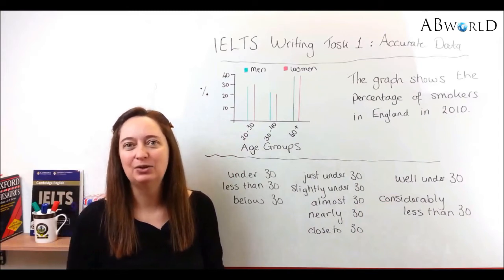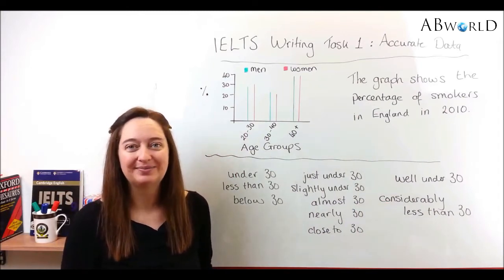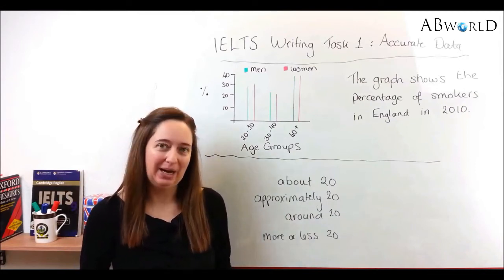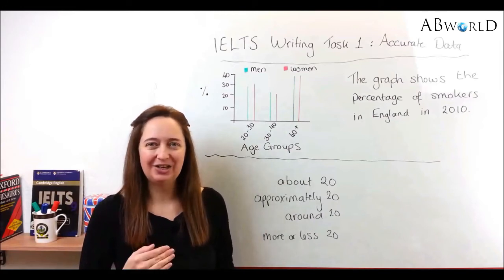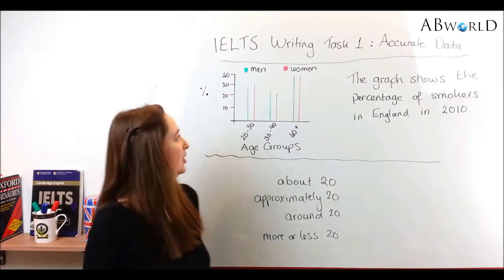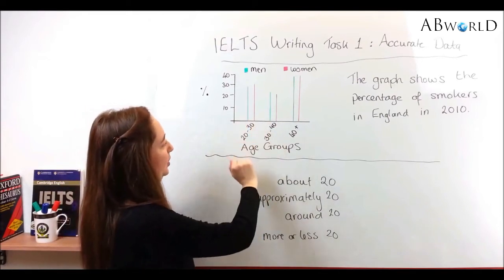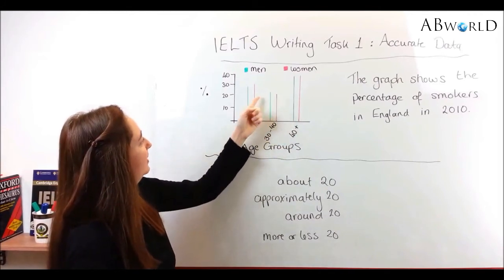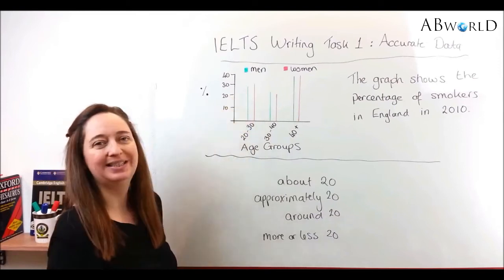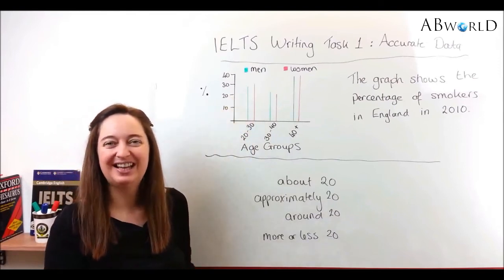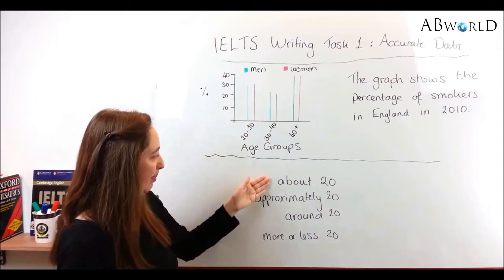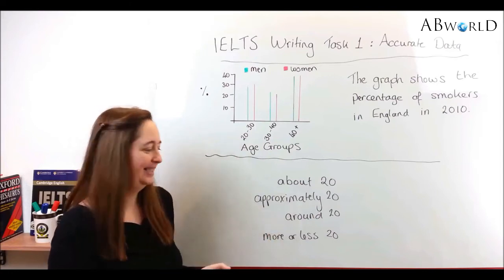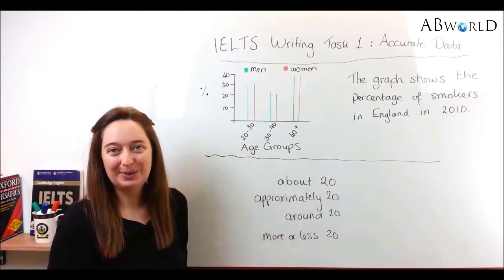Now let's have a look at how to paraphrase the word about. So here we have some expressions for about, and we use about when we're not sure if it is over or under. It's not very clear. So if you look at the chart here, you will see in the age group of 30 to 40, the number of women was about 20. We're not sure exactly if it's accurate or not. So we could say about 20, approximately 20, around 20, or more or less 20.